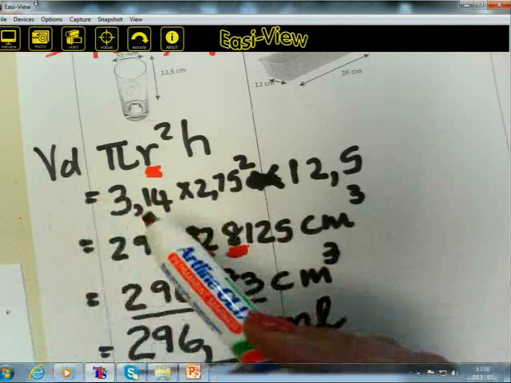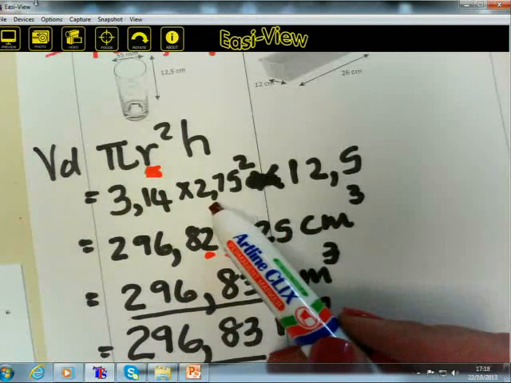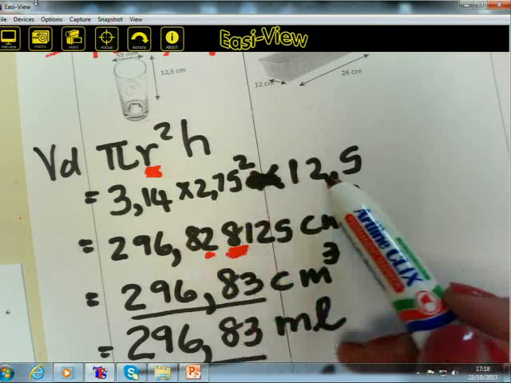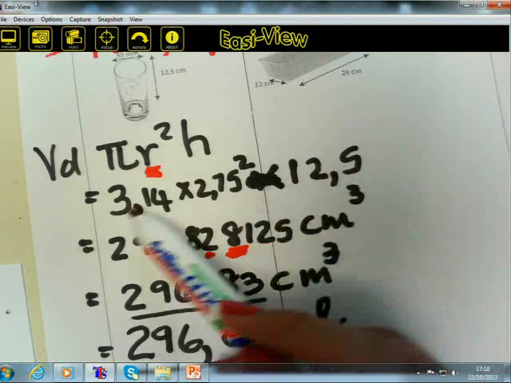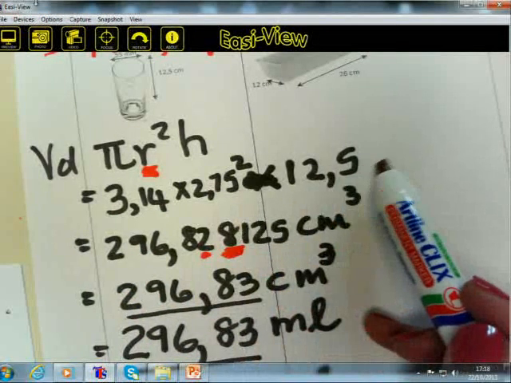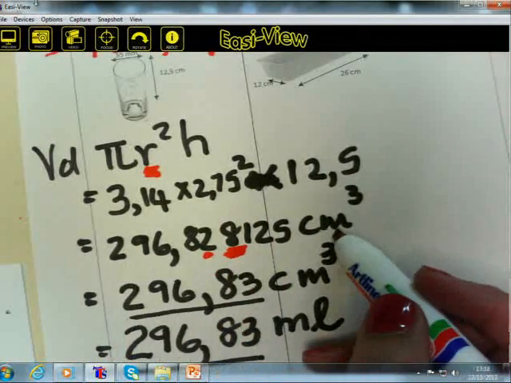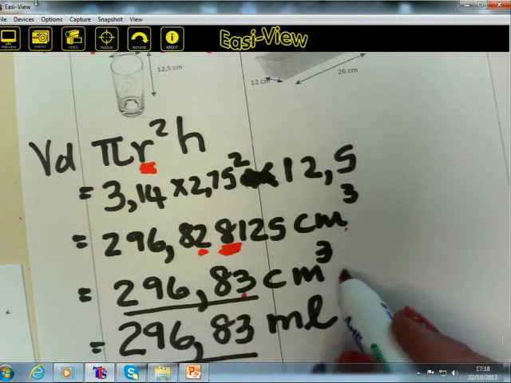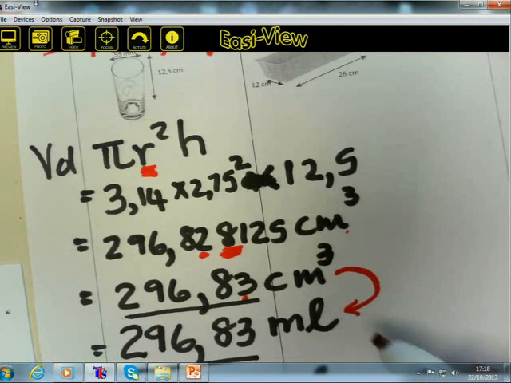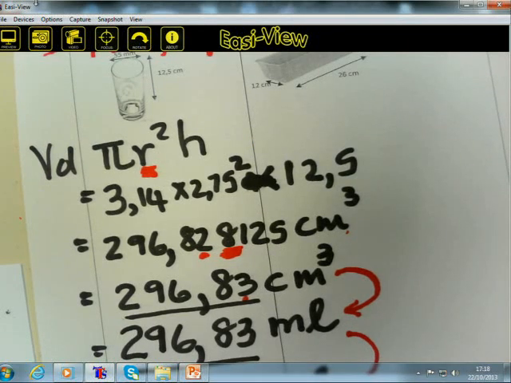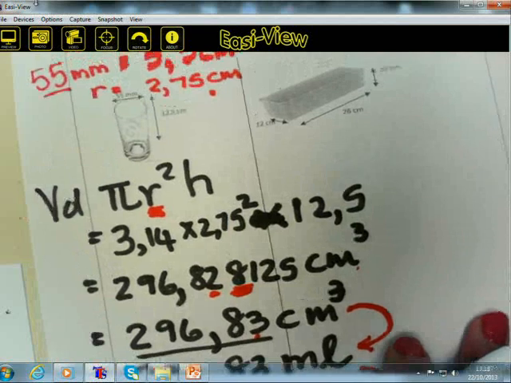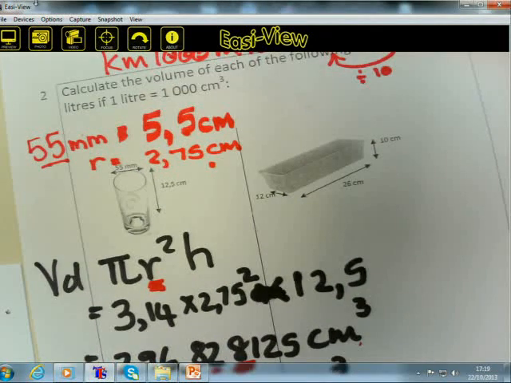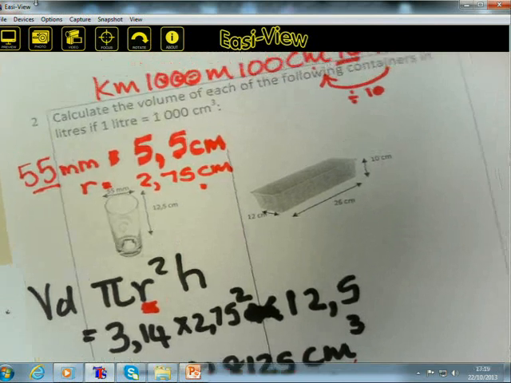When I do the substitution, I have pi, the radius is 2,75 squared, times the height is 12,5. Can you see I use no units in there? When I get the answer, I get the units. It's centimeters to the power of 3. Then I round it off. I changed from cubic centimeters to milliliters, and then I converted from milliliters to liters again. Quite a complicated question, this one. I would like to go on to the one with the rainwater.